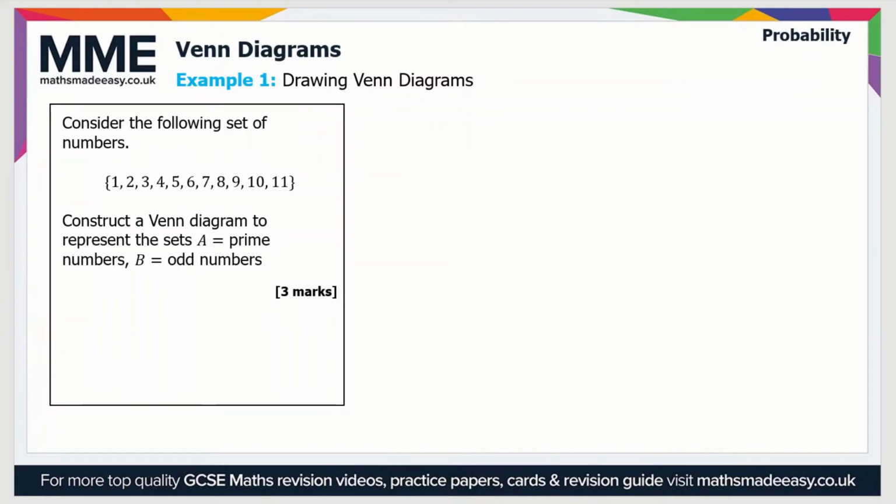So let's have a look at an example question. Consider the following set of numbers. We have the numbers 1 to 11 here. Construct a Venn diagram to represent the set A, which is prime numbers, and B, which is odd numbers.